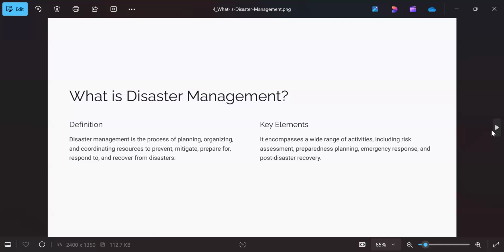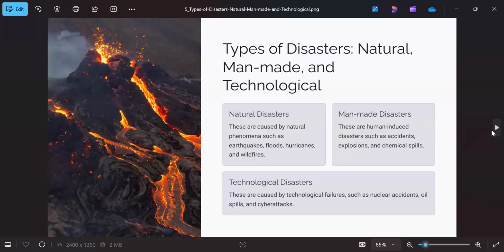So we have to understand what is a disaster, what is disaster management, and what are the key elements of disaster management. Now, what are the types of disaster? When we talk about the types of disaster, it can be classified into natural disasters, man-made disasters, and technological disasters.